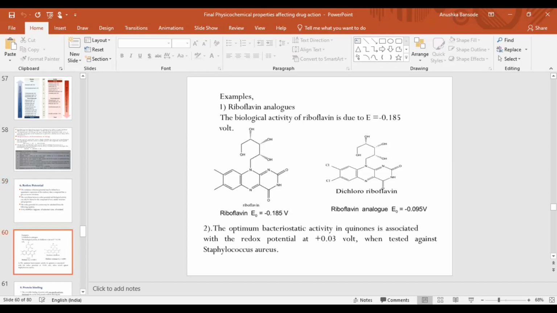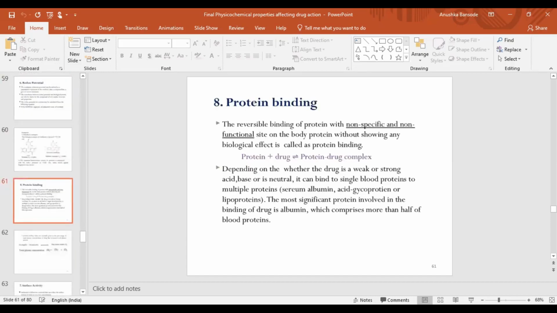The example is riboflavin analogs. The biological activity of riboflavin is due to E, which is -0.185 volts. And the optimum bacteriostatic activity in the next example, quinones, is associated with a redox potential of +0.03 volt when tested against Staphylococcus aureus.